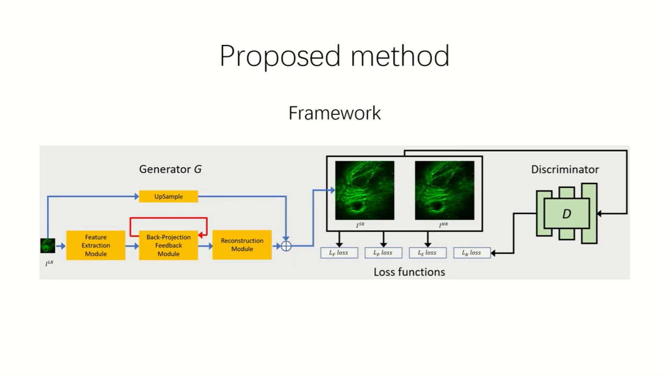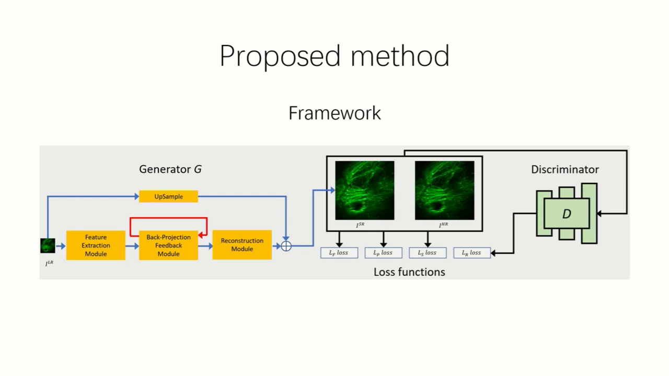Our technique for super resolution of confocal images is based on a generative adversarial network, as shown in the slide. The network has two major components, a generator and a discriminator. We design a generator to synthesize a natural image by feeding a single LR image, and a discriminator D is devised to distinguish whether the image produced by the generator is real or fake. The generator pipeline consists of 3 components, namely filter extraction module, back projection feedback module, and the reconstruction module.